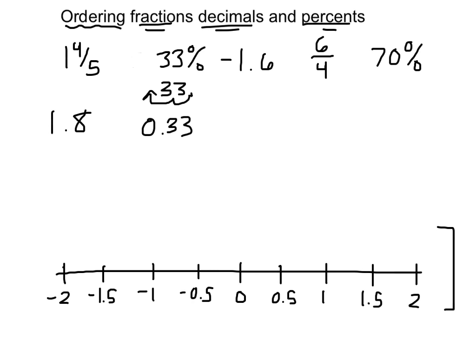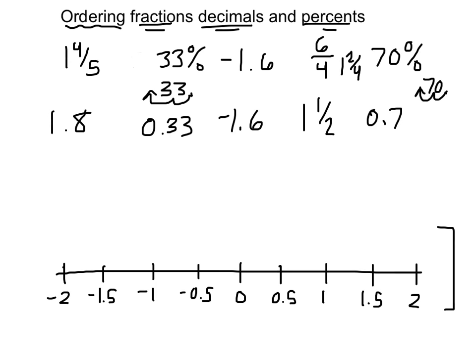Negative 1.6 is already written as a decimal. 6/4 is an improper fraction. 4 goes into 6 one whole time, and there's 2/4 left. 2/4 can be reduced to 1/2, so 6/4 is 1 1/2. And last one is 70%. 70%, if I move the decimal back 2 places to the left, becomes 0.7.